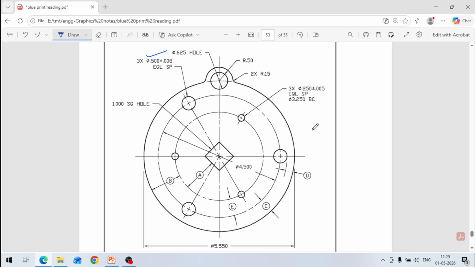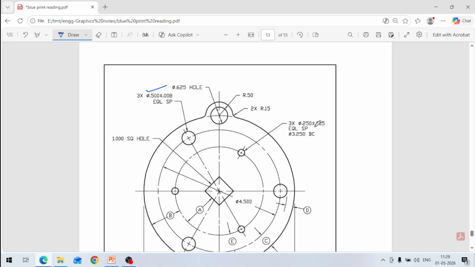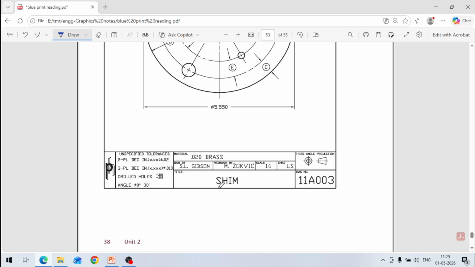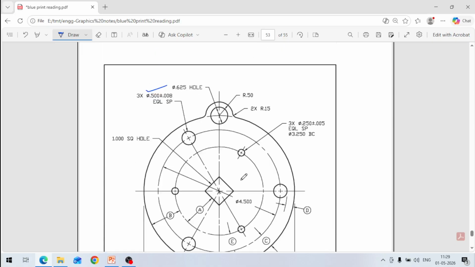Today in this video we are going to discuss an example of blueprint reading. So this is a part, SHIM. What is a SHIM basically? A SHIM is a part which is placed between two parts for the purpose of dimensional fitness. So here for drawing reading purpose, this component is shown.